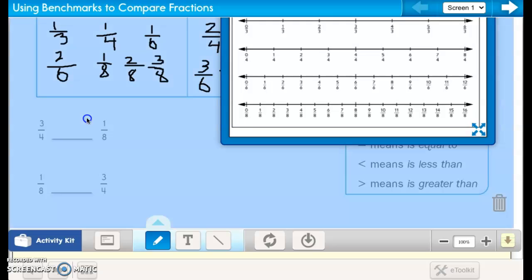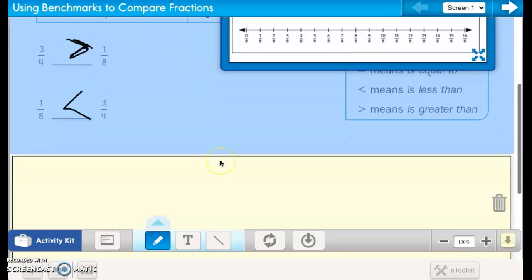So we're going to have the alligator. Oops, sorry, wrong way. The alligator is going to eat the 3/4. 1/8's the smaller one. Okay, look at 1/8 compared to 3/4. Oh, it's the same thing. This time it's going to go this way. Okay, 3/4 is bigger. If it's to the right, it's bigger. As they go to the right, they get bigger. As they go to the left, they get smaller.